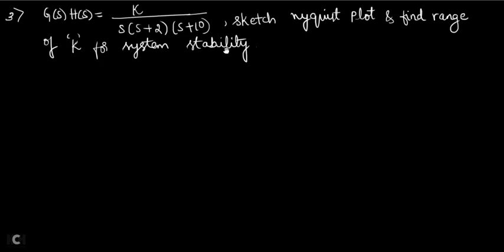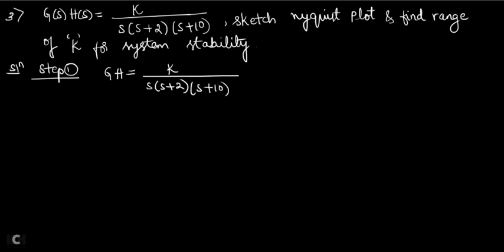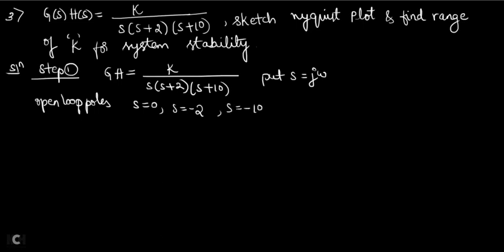So repeat the same steps I told in the previous video lecture. Step 1: I will put s is equal to j omega in k divided by s into s plus 2, s plus 10. Now before that, what are the open loop poles you have? Equate the denominator to 0 and you will get the open loop poles: s is equal to 0, s is equal to minus 2, and s is equal to minus 10.